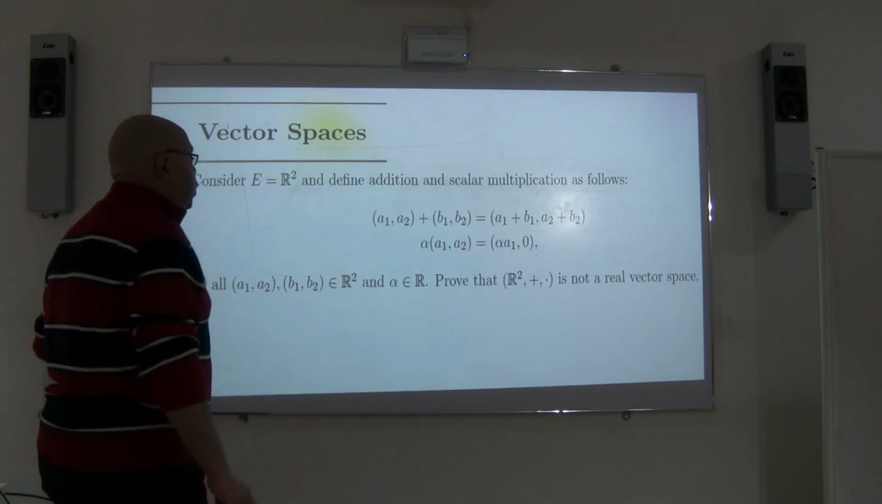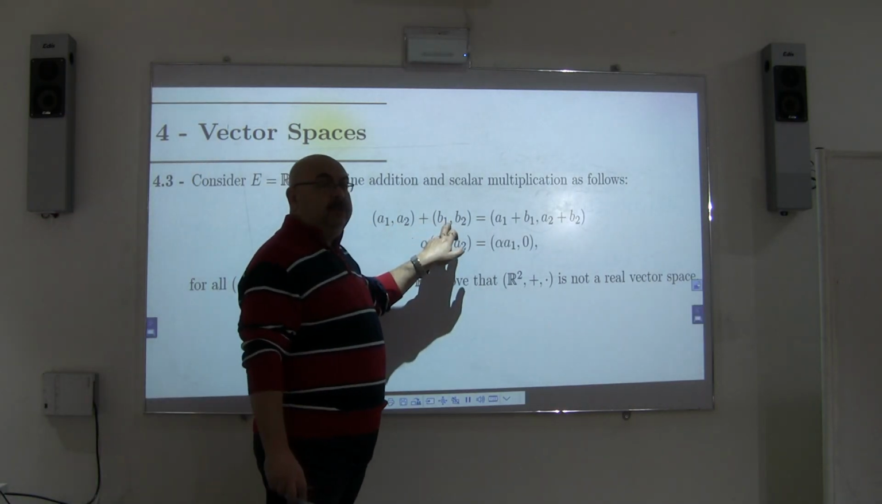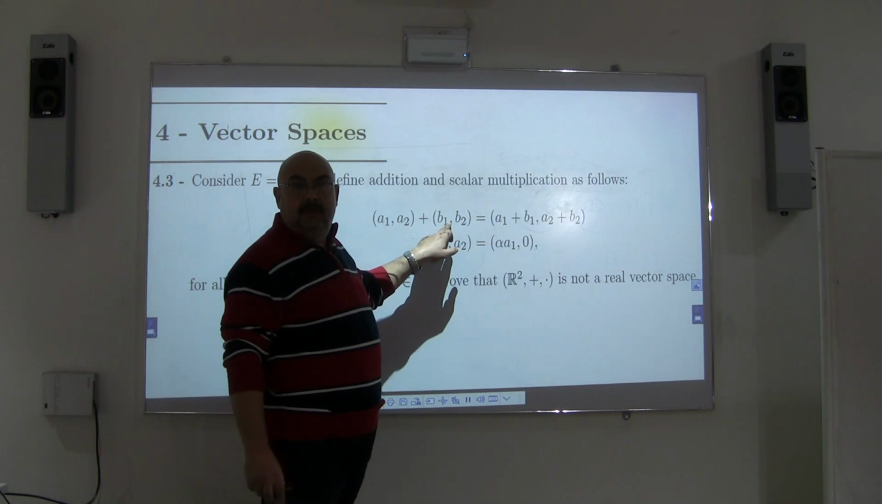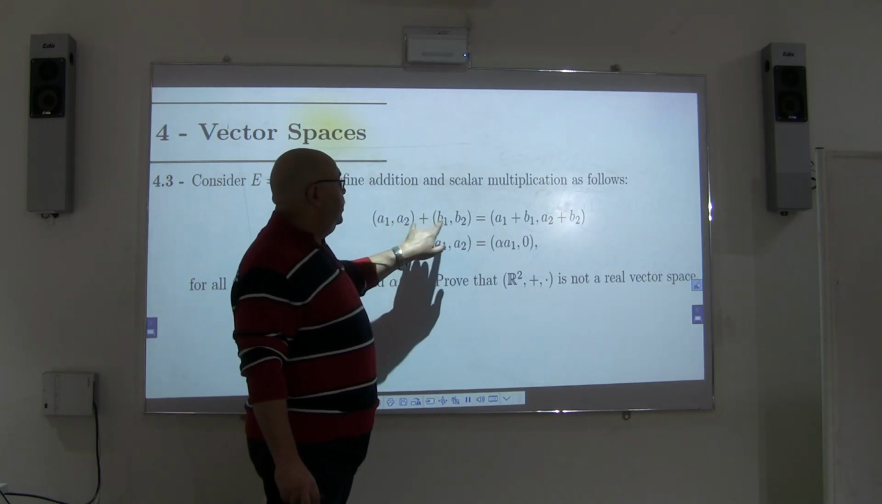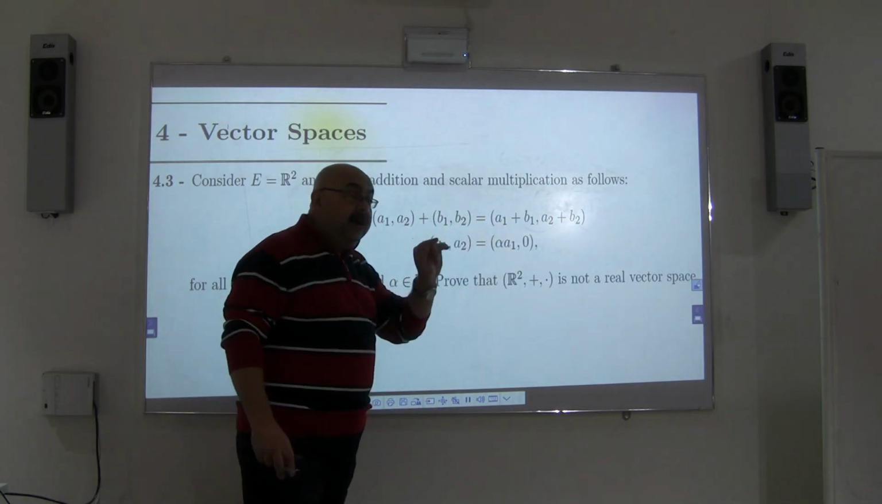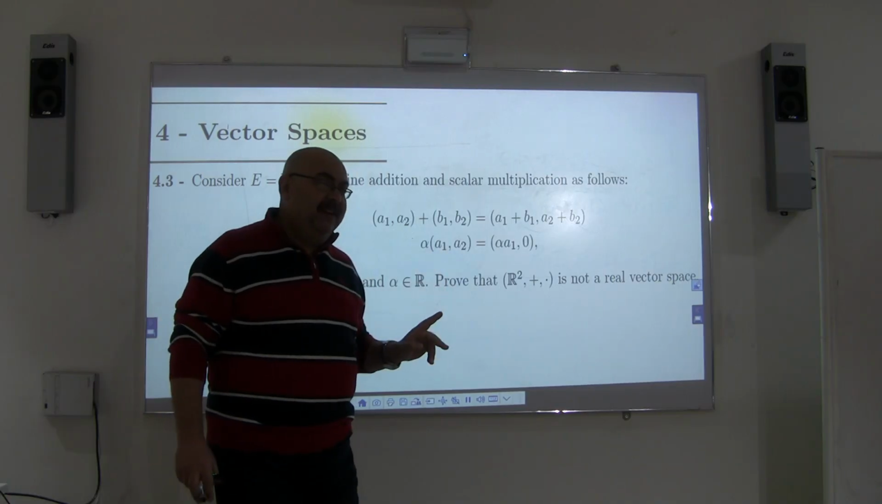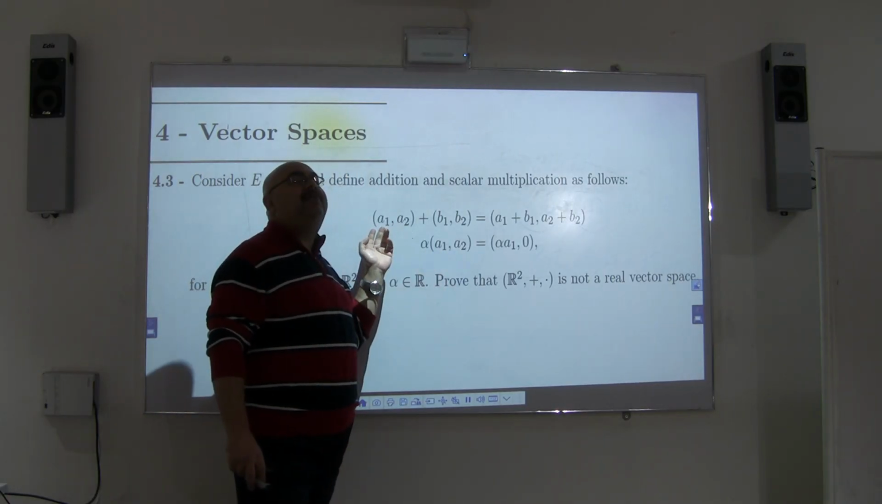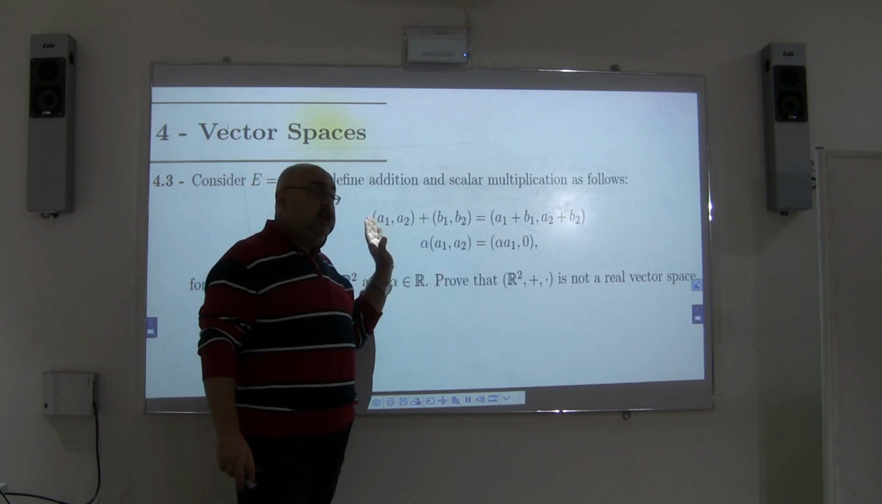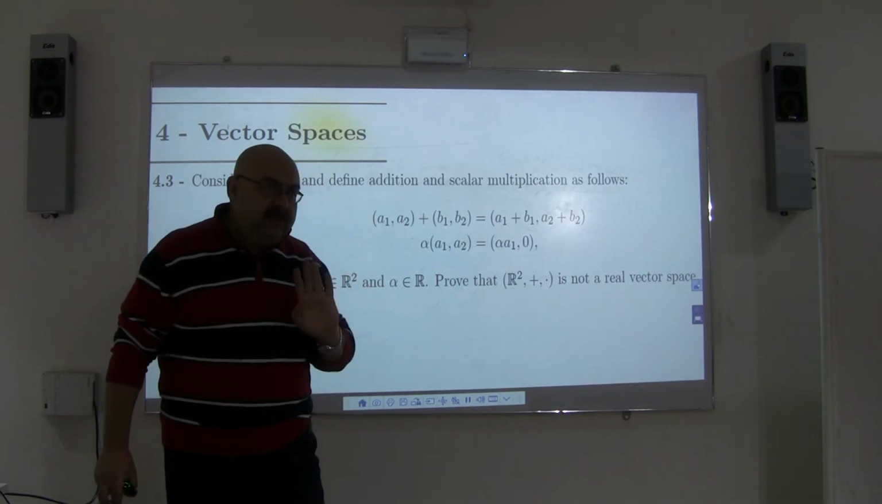When I look at the addition, A1, A2, B1, B2, it's normal addition. You are adding the first component together, the second component together. I'm telling you how it's going to be done. So the addition in this problem will be the normal one that you know.